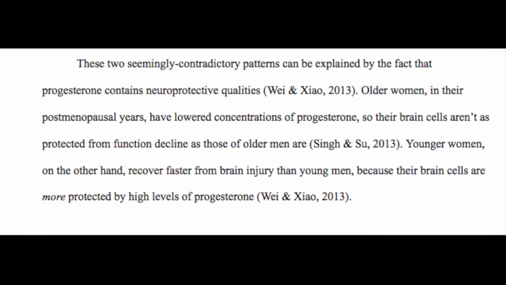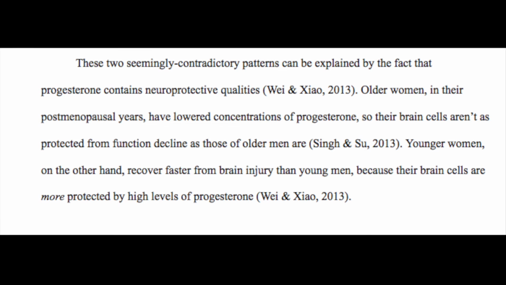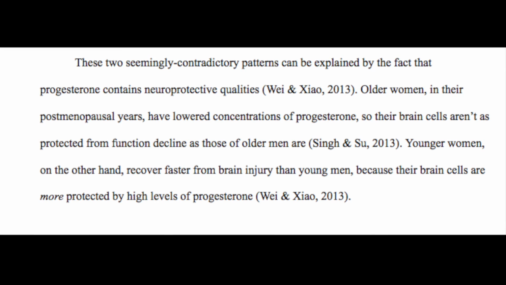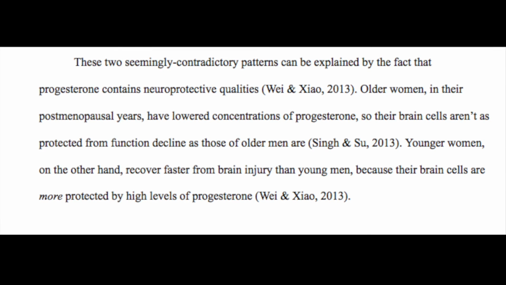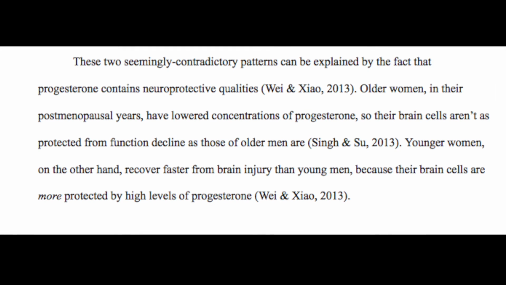Older women, in their postmenopausal years, have lower concentrations of progesterone, so their brain cells aren't as protected from functional decline as those of older men are.